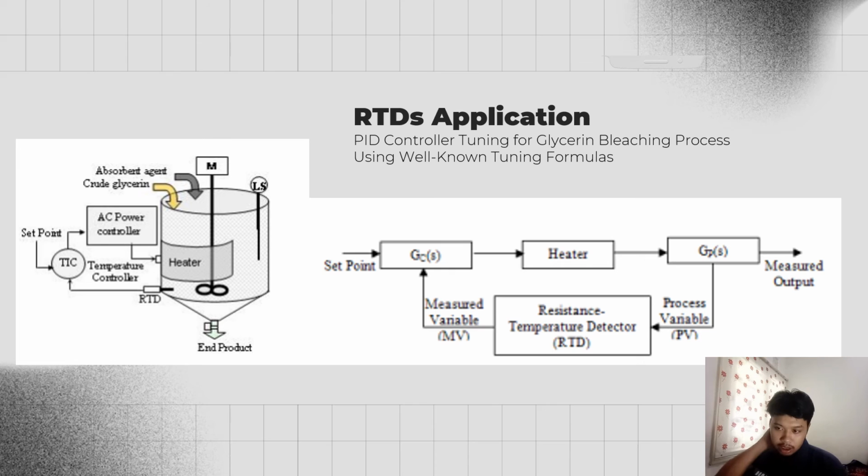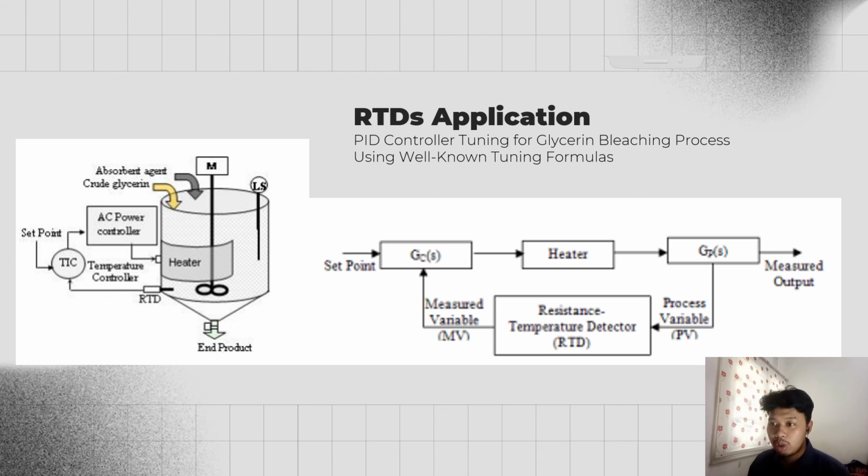And the last content is the RTD's application. This is a PID controller tuning for the glycerin bleaching process using well-known tuning formulas. The reactor tank was the most important part of the process plant, as this is where the process variables are measured and controlled. This figure is a simplified diagram of the physical arrangement of the reactor tank.